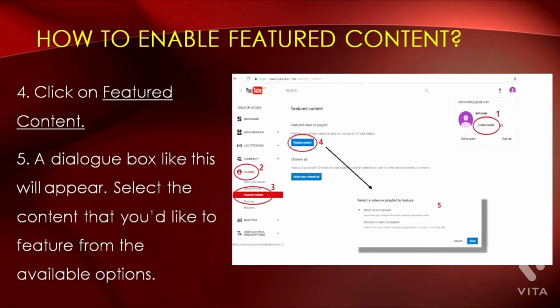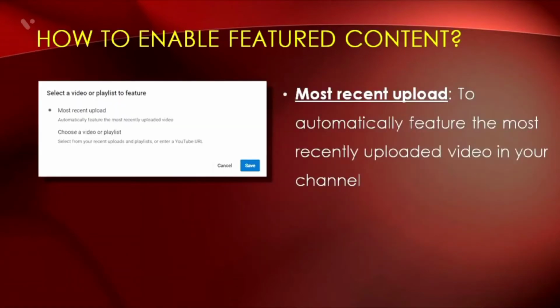Then select Featured Content. A dialog box like this will appear. Select the content that you'd like to feature from the available options. Let me briefly explain more about the two available options you can select from.